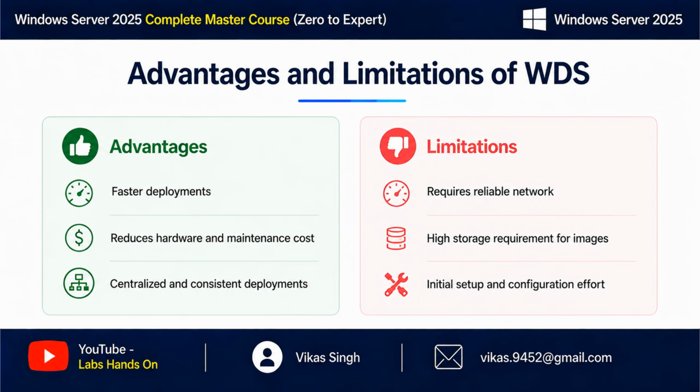However, WDS has some limitations. The first one is that it requires a reliable network because the entire deployment process depends on network connectivity. It also needs significant storage to store boot images, install images, and drivers. And finally, initial setup and configuration can take some time, specifically when integrating with DHCP, DNS, and AD. So overall, WDS is a powerful solution for large scale Windows deployment, provided the infrastructure is properly planned and configured for WDS.